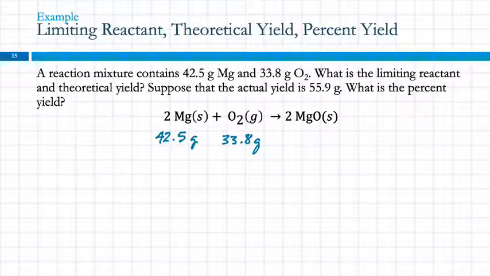And it says I have 55.9 grams of magnesium oxide. So we put the numbers in and we're like, but wait a minute, there's no question mark. We've got numbers for everything. This is the actual yield. And the word actual usually shows up in there. Suppose that the actual yield is 55.9 grams, or 55.9 grams of magnesium oxide are actually produced, right?